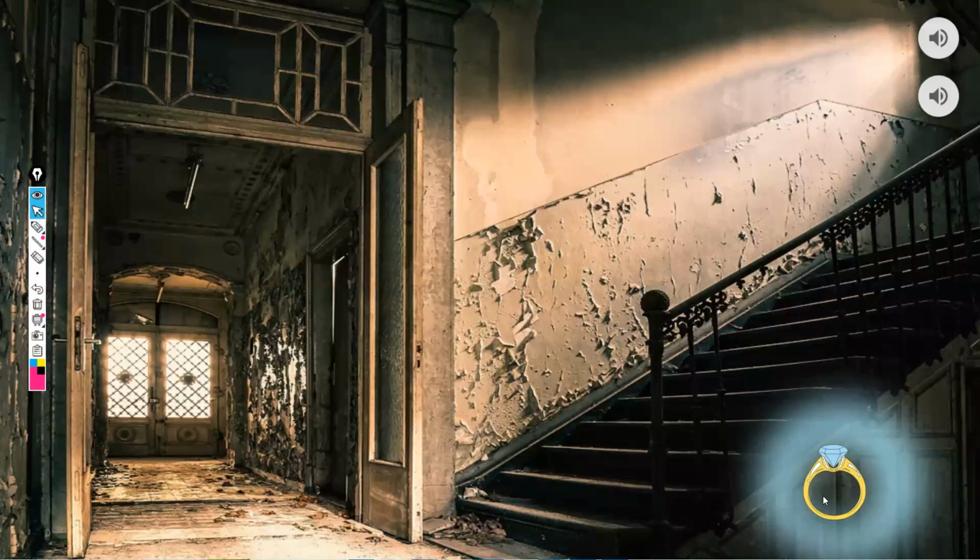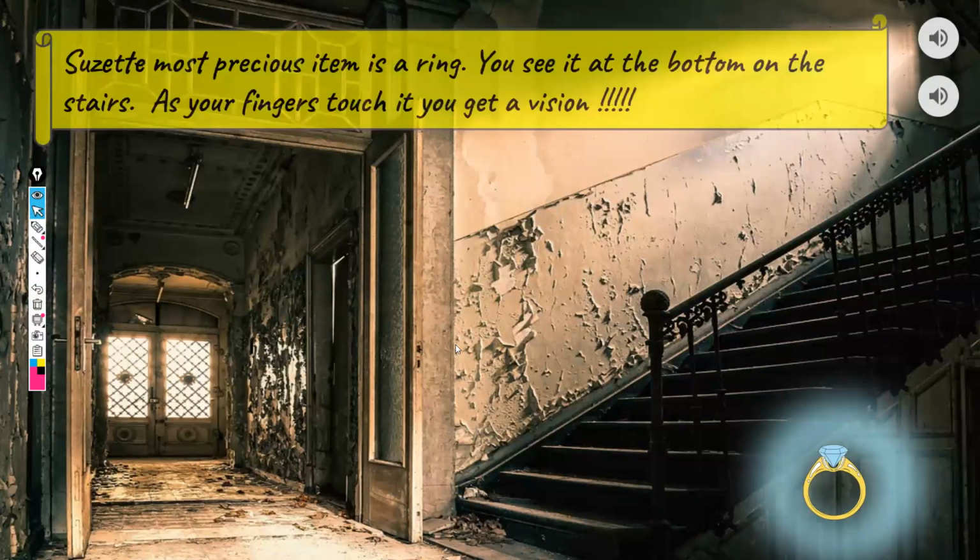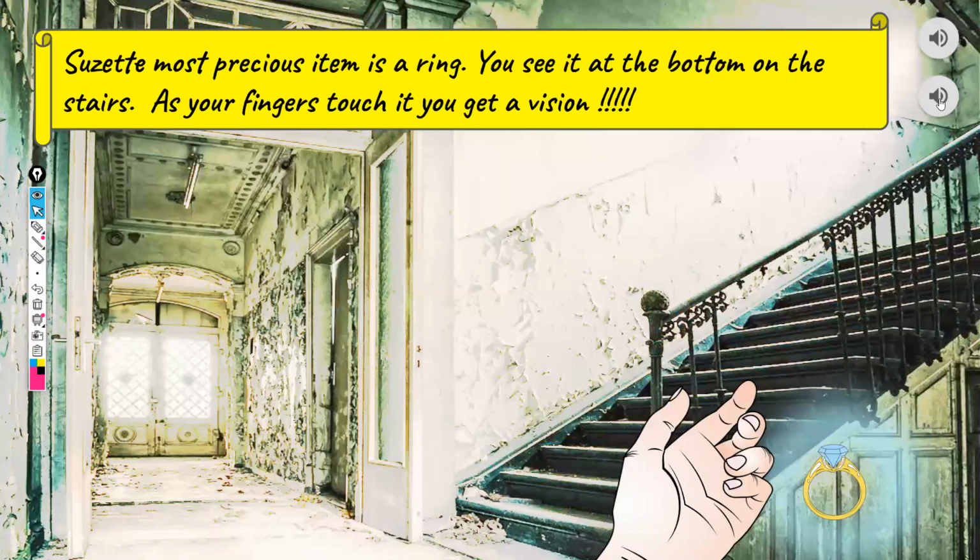Anybody want to take a guess why that ring was so special to Suzette? I'm always interested in hearing what the students think for these movie scenarios. A lot of people are going to say it was her wedding ring. I'll give you a hint: it has nothing to do with marriage. So you find the ring and you touch the ring. But every time you touch the precious item, you get a flashback, and the flashback explains why the item is so important to the ghost. So you touch it.